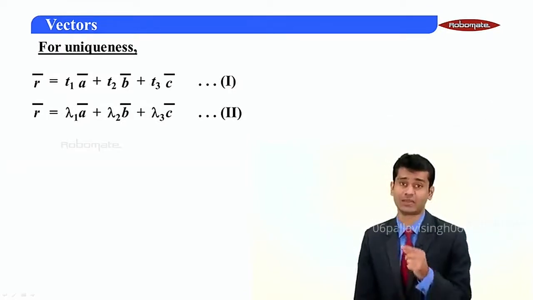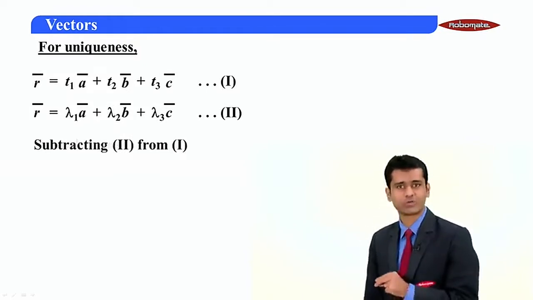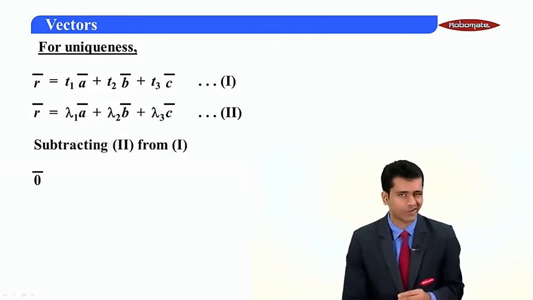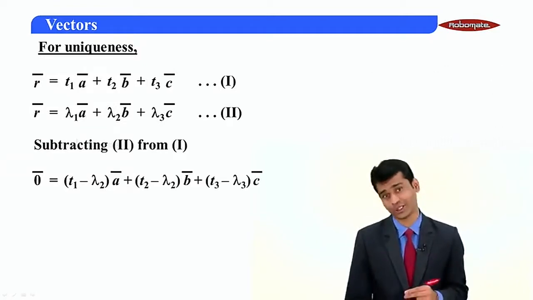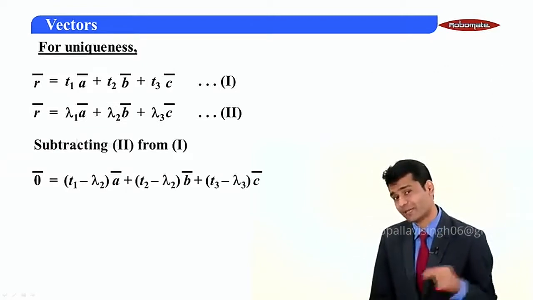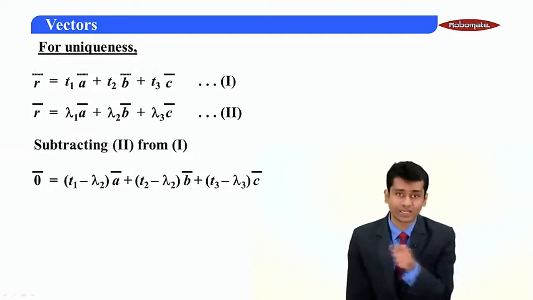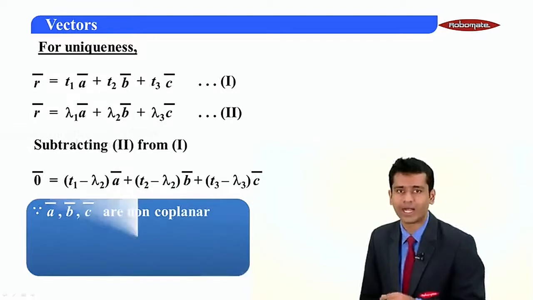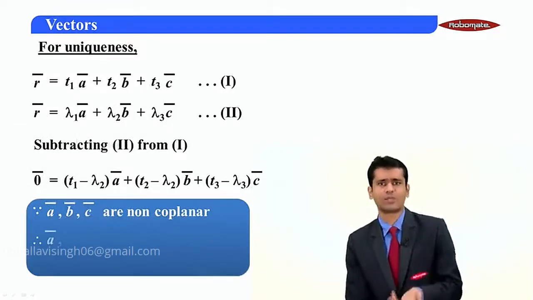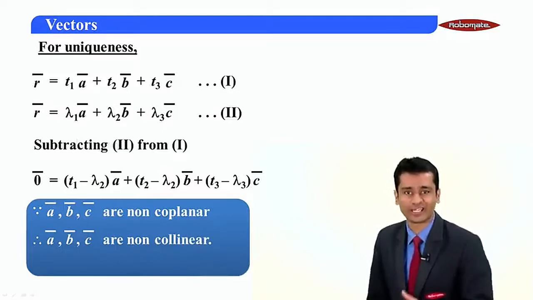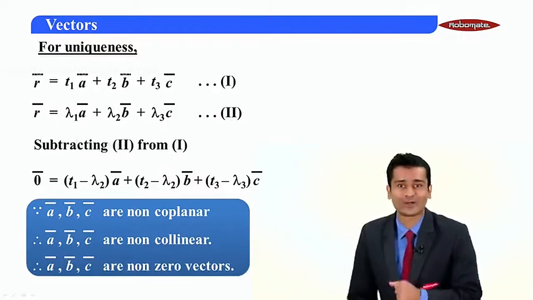Currently I have assumed that the scalars are not unique. Now subtracting 1 from 2, on the left hand side we get the null vector, which is equal to (t1 minus lambda1) a bar plus (t2 minus lambda2) b bar plus (t3 minus lambda3) c bar. Now to make a null vector, the right hand side should be a null vector. But a bar, b bar, c bar are non-coplanar vectors. And non-coplanar vectors are always non-collinear vectors, and non-collinear vectors are always non-zero vectors.